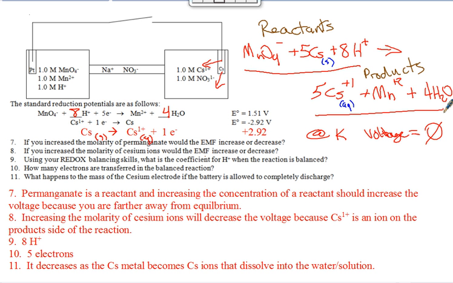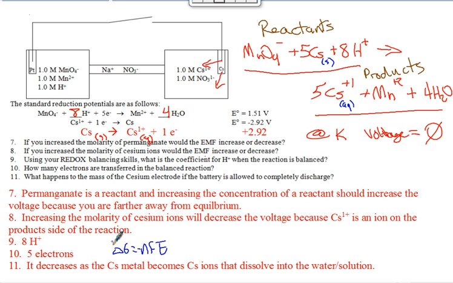Number 8, if you increase the molarity of cesium ions, they are on the product side. By adding products, you would be decreasing the voltage. If you're using redox balancing skills, what's the coefficient for hydrogen? It would be 8. How many electrons are transferred? That would be 5. That would be important if you were doing a Gibbs free energy question. You'd know the value for n. In the whole delta G equals negative nFE, that 5 would be the value for n.